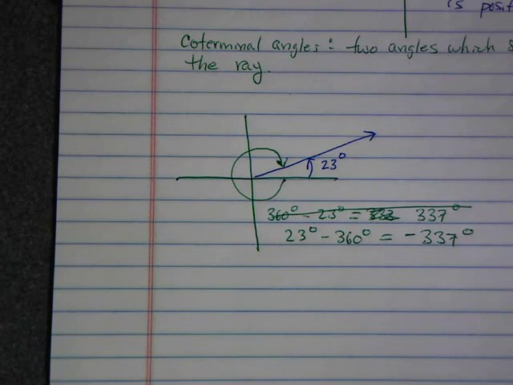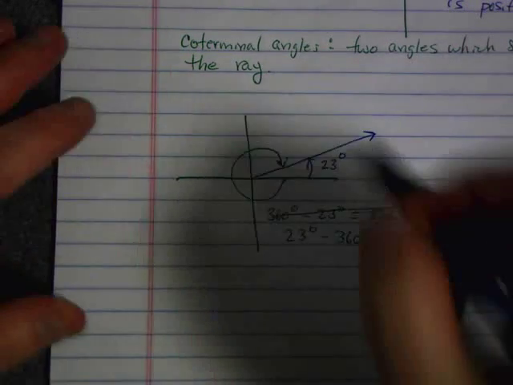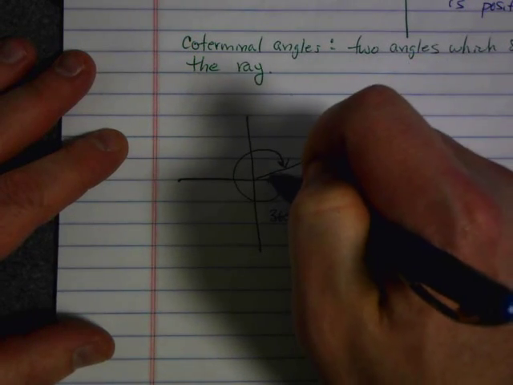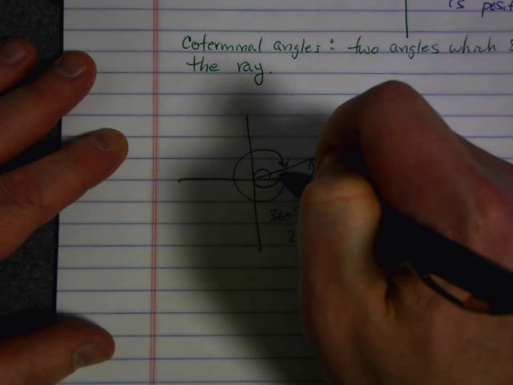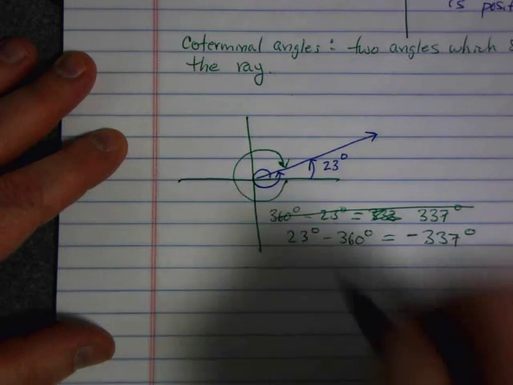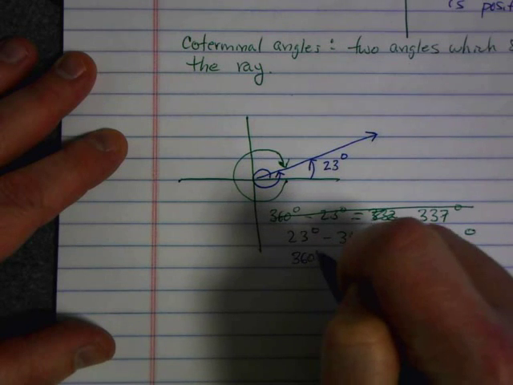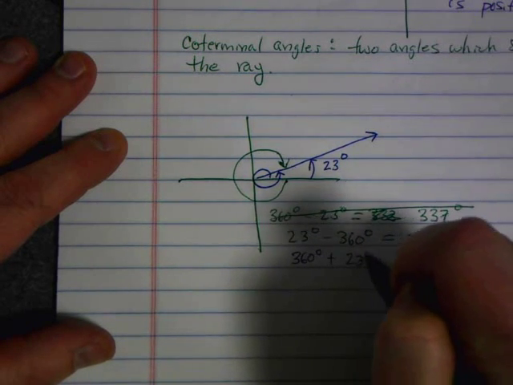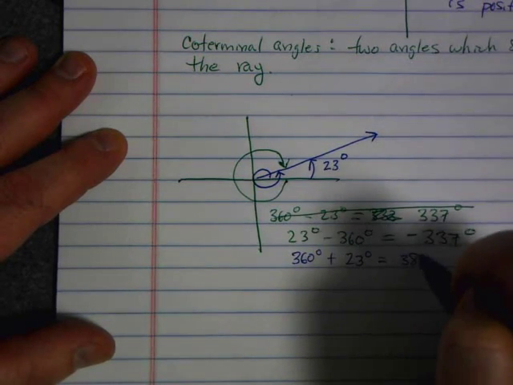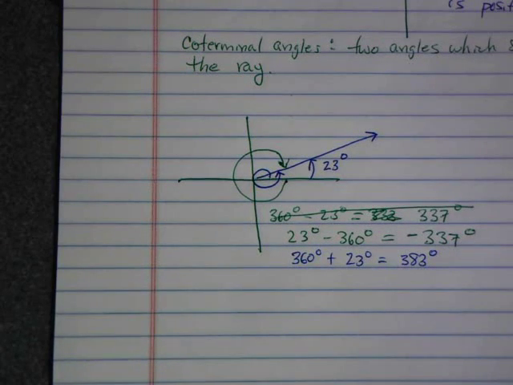Can you give me another angle that is coterminal to 23 degrees? 383. And how'd you get 383? You could go all the way around once, which would be 360 degrees, and then go that 23 degrees. So another correct answer would be 360 degrees plus 23 degrees, which is 383 degrees. That would be another coterminal angle.